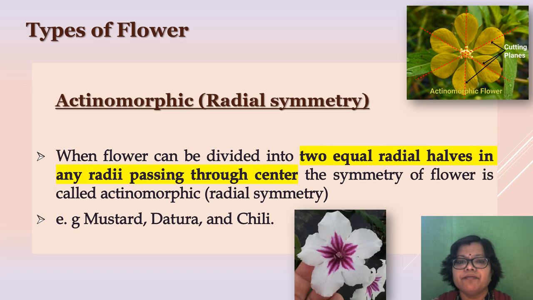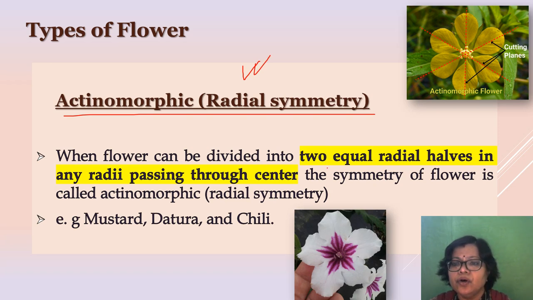Now, the types of flower on the basis of symmetry. Mainly two types are there, actinomorphic and zygomorphic. First, actinomorphic. What is this? Actinomorphic means radial symmetry. When the flower can be divided into two equal radial halves in any radii passing through the center, the symmetry of the flower is called actinomorphic or radial symmetry.